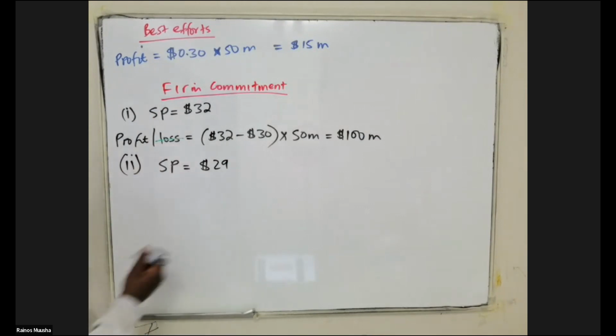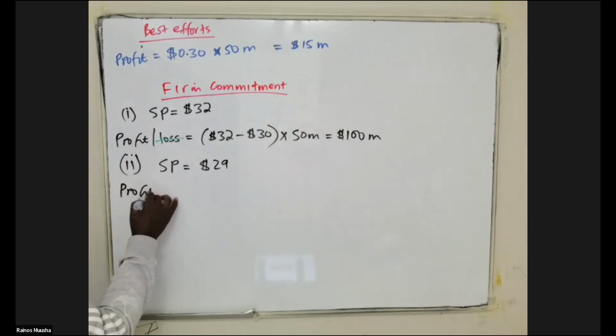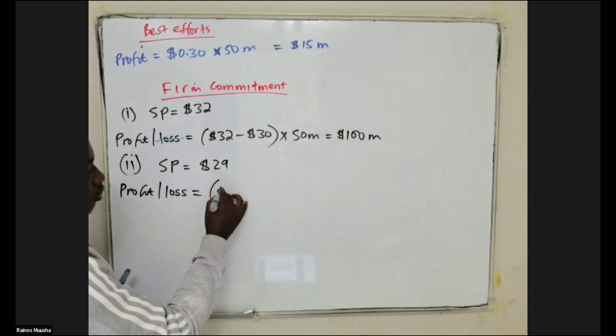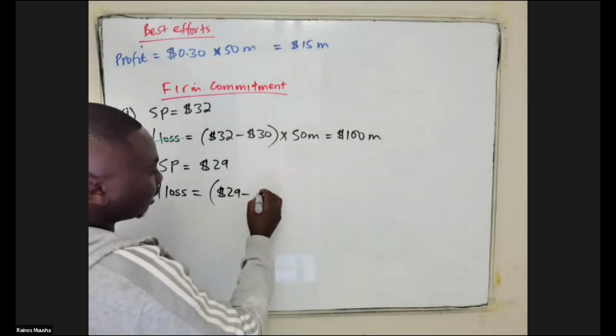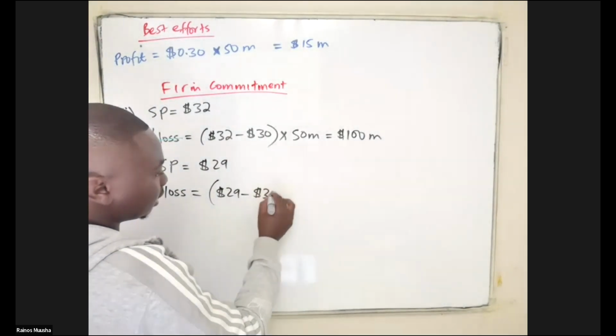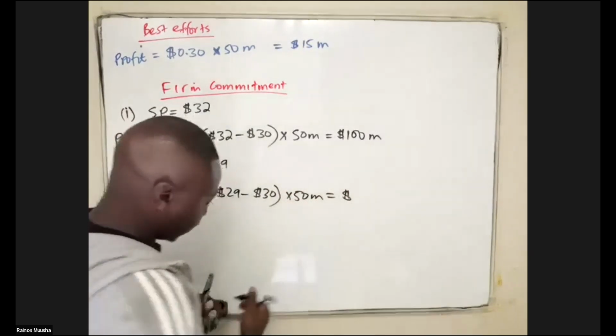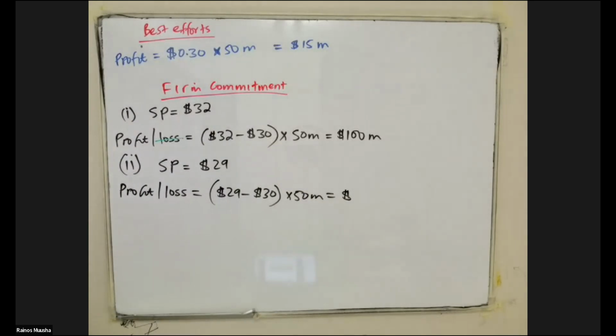So in the second scenario, if they're able to sell the share in the market for only $29, it would mean their profit or loss is going to be equal to $29 minus what they're paying for the share, which is $30, multiplied by 50 million. So how much is the profit or loss that they're going to be making in this case?